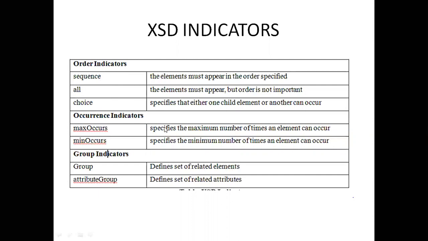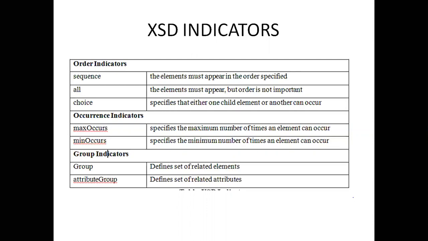Choice means it specifies that either one child element or another can occur. That is, it is not necessary for all the elements to appear. Occurrence indicators: there are two different kinds of occurrence indicator here. One is max occurs, the second one is min occurs. Max occurs specifies the maximum number of times an element can occur. Min occurs specifies the minimum number of times an element can occur.